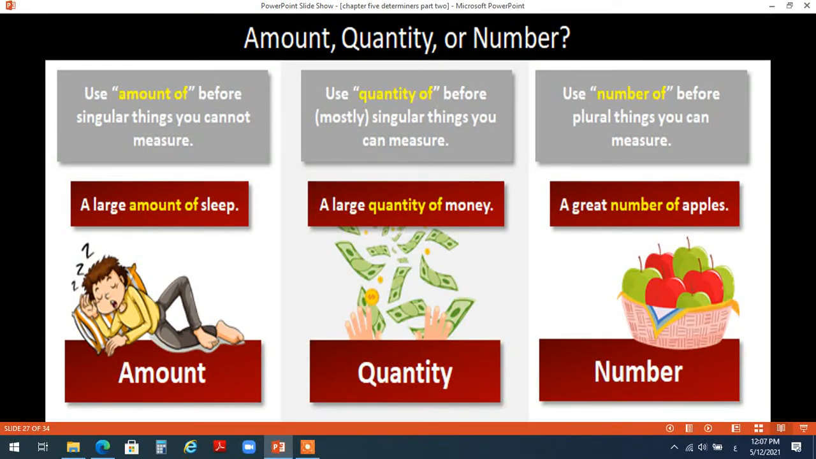As for the word number, it is used before plural things you can measure. We use number of with things or nouns that are plural and that we can count. For example, a great number of apples, because apples can be counted. Or we can say a small number of students, a big number of teachers. So we use it with plural count nouns.